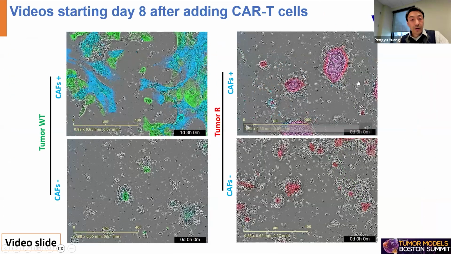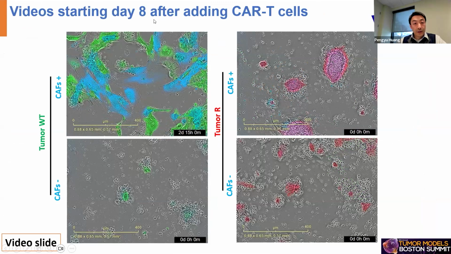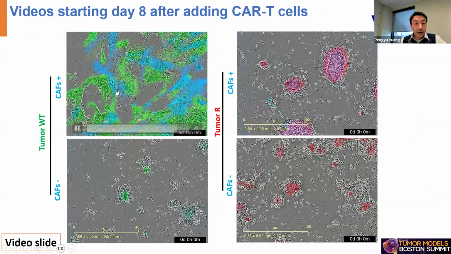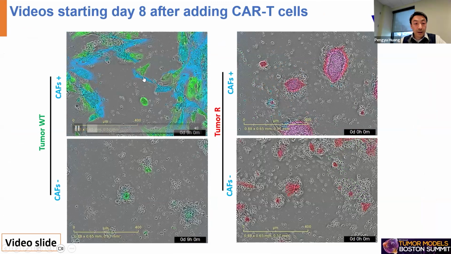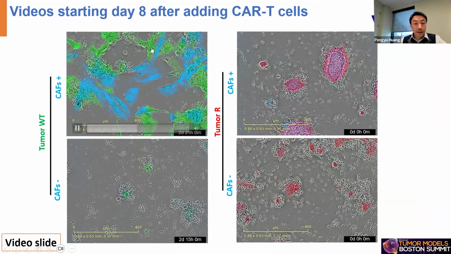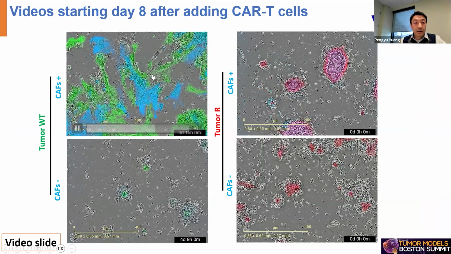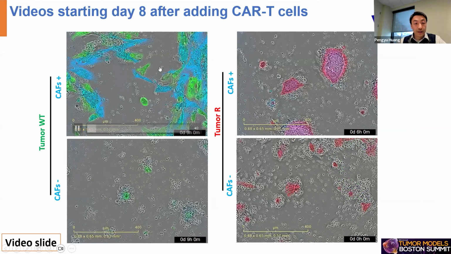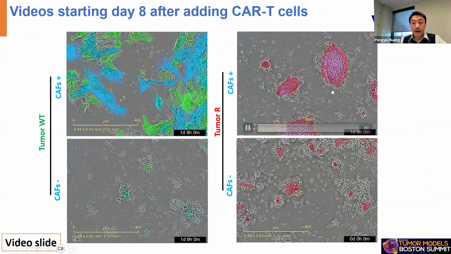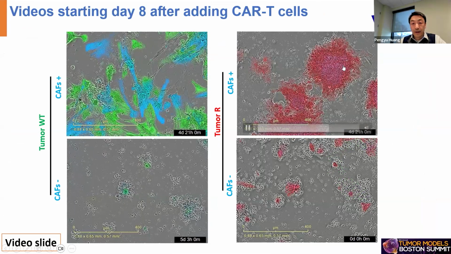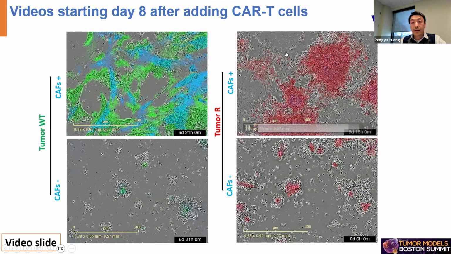Here is the live-cell imaging. It starts from day 8 after we added the CAR T. This is wild type with CAF. You can see the tumor size is really big, but there are not a lot of cells in the area, I think around 100 cells. But on the right side, the tumor R with CAF, it's very dense. I think there are a lot of cells there.